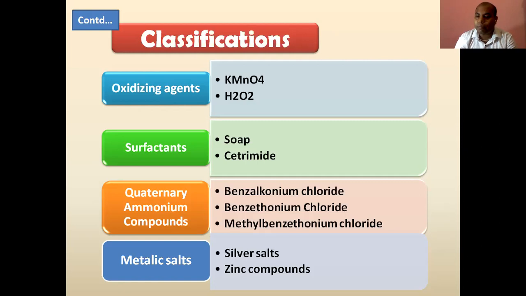Next come some metallic salts, like silver salts such as silver nitrate, and some zinc compounds are also useful as antiseptic and disinfectant. Now from this huge category there are some compounds listed in your syllabus. Now we are going to study them one by one, and you have to understand how we will study, because there are some specifications in your syllabus on how you will prepare the syllabus from your point of view.